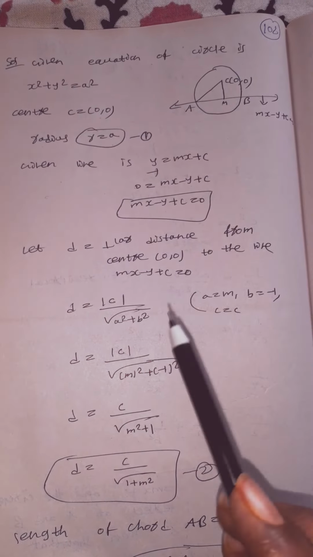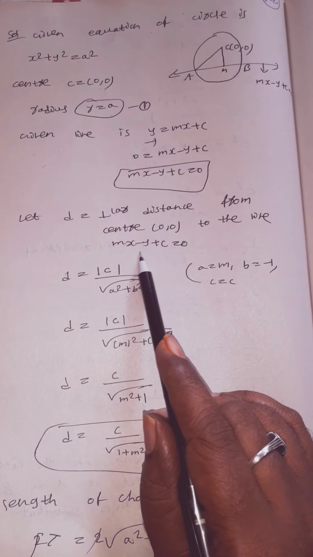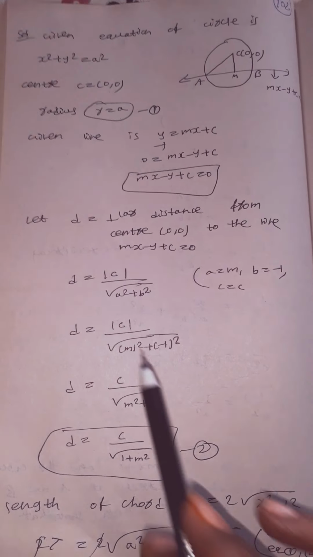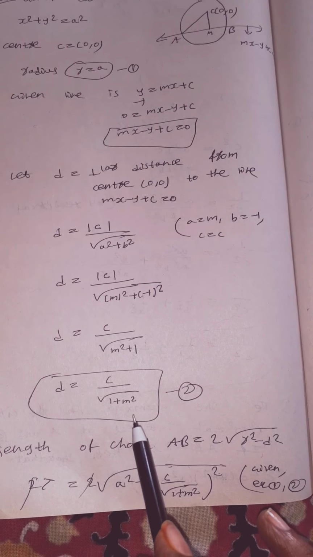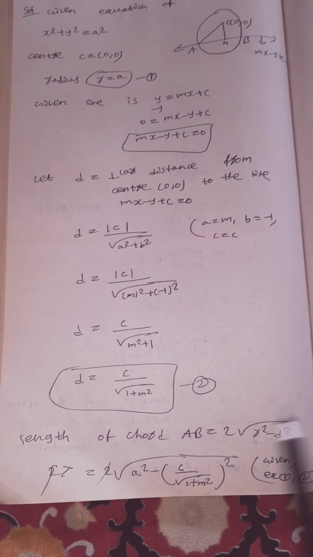So we know that d is equal to the perpendicular distance from the center to the line. Whenever the center is 0, 0, we know this formula. So here a is equal to m, b is equal to minus 1, c equal to c only. So mod c by under root m square plus minus 1 square. So mod c means c only, by m square plus 1. So c by under root 1 plus m square, children.